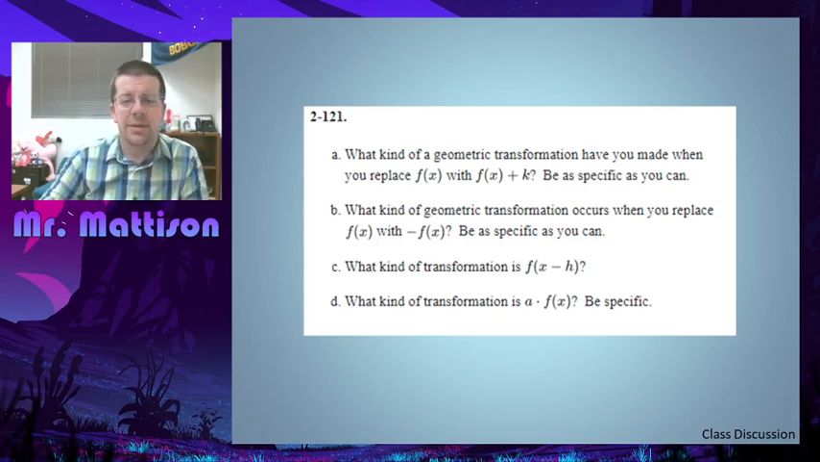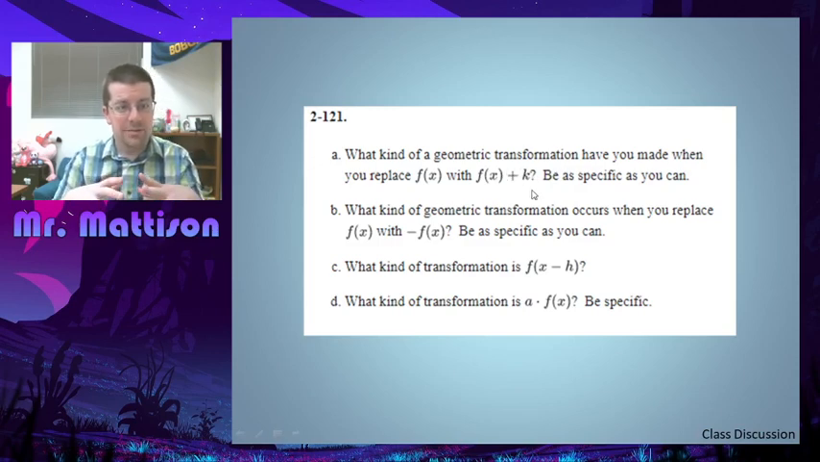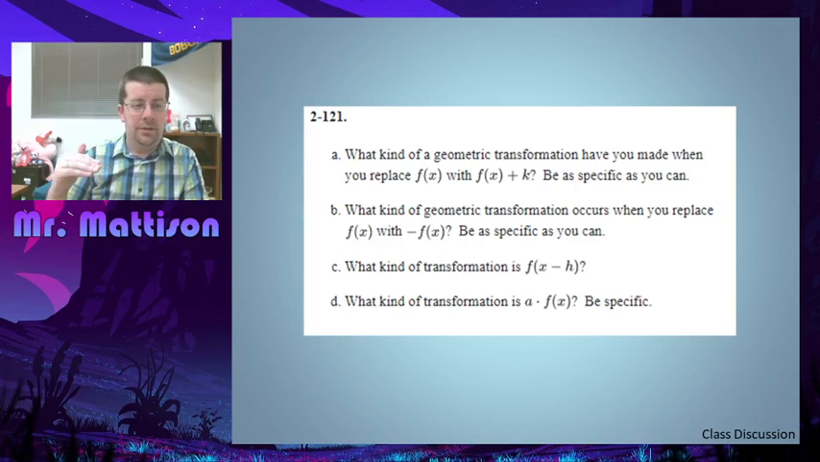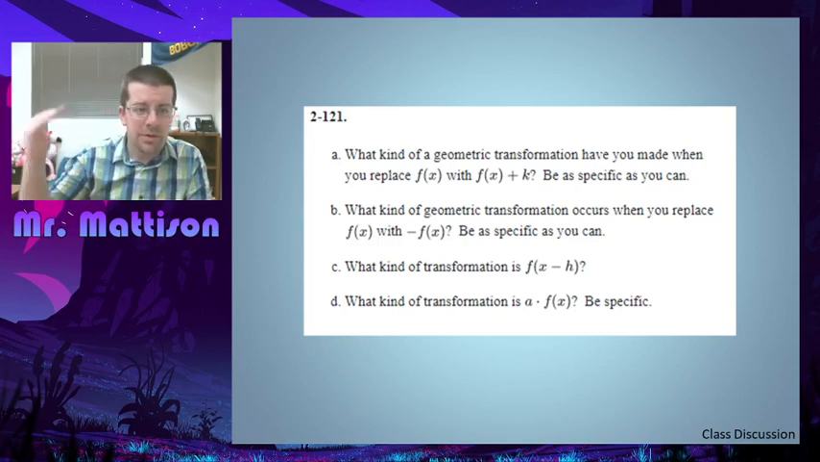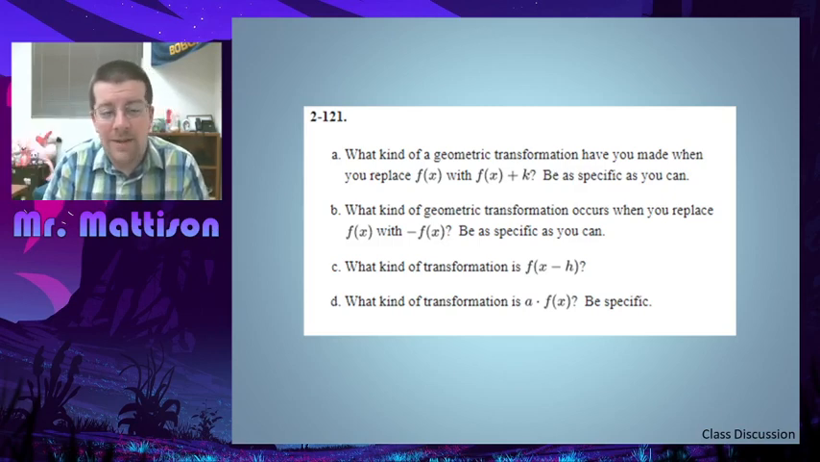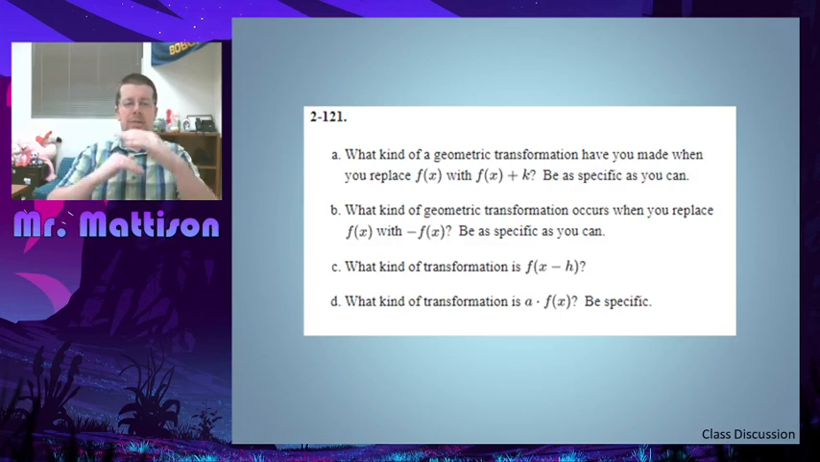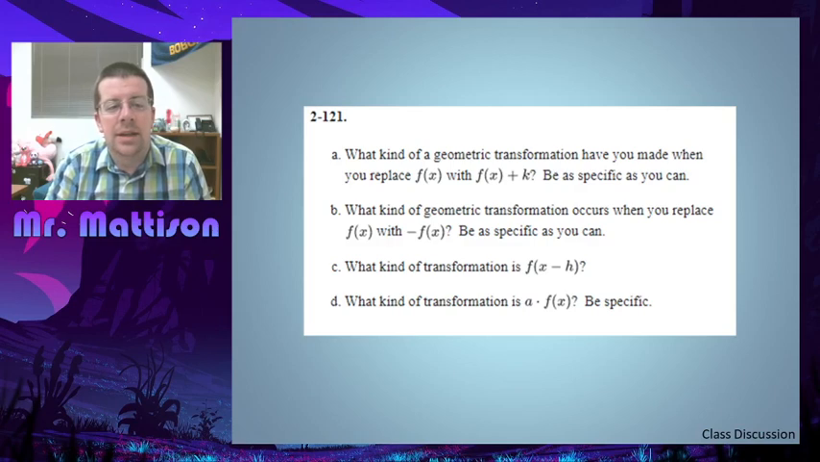So the first one, if we want to add to the outside, right? If I put a plus k on the end of any function, it'll move up or down by k. So if it's plus 3, it'll move it up 3, minus 5, it'll move it down 5. On B, if I put a negative in front of it, it's going to cause a vertical flip. So I will vertically flip over the x-axis.